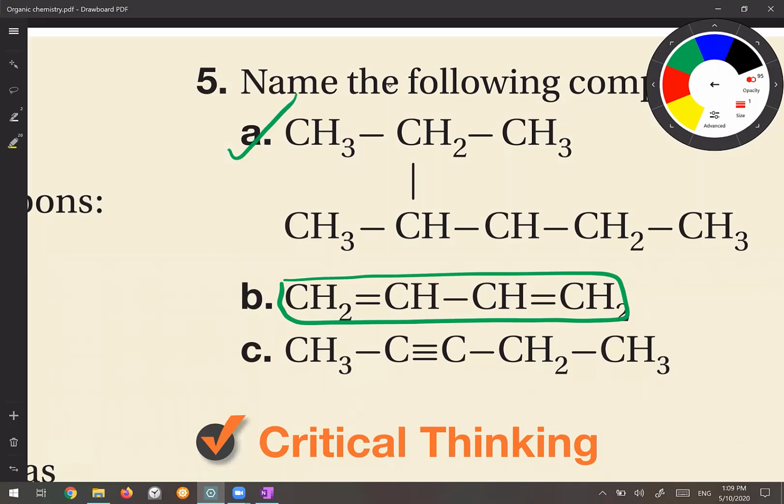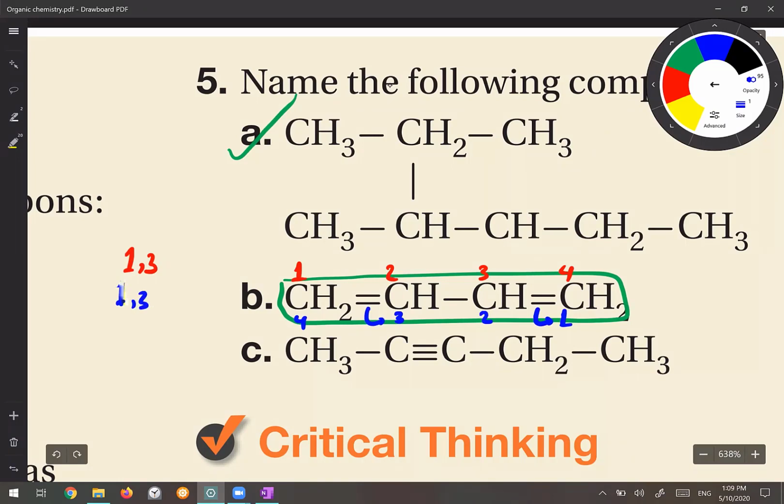You have to number the parent from the side which the double bond receives a smaller number. Here there is no difference. If you number it from the left side, this is carbon number 1, 2, 3, and 4. So the double bond would be on the first and the third position. If you number it from the right side, this is carbon number 1, 2, 3, and 4. Again, the double bond is in the first position and the third position.